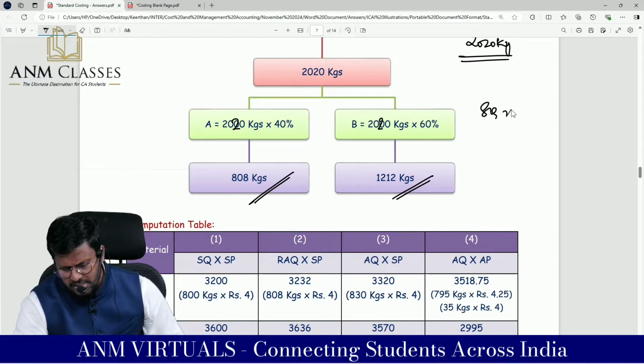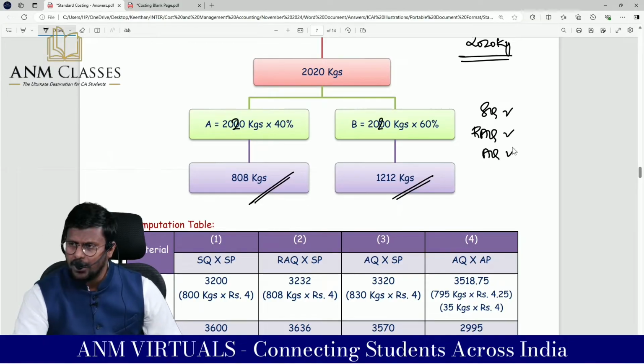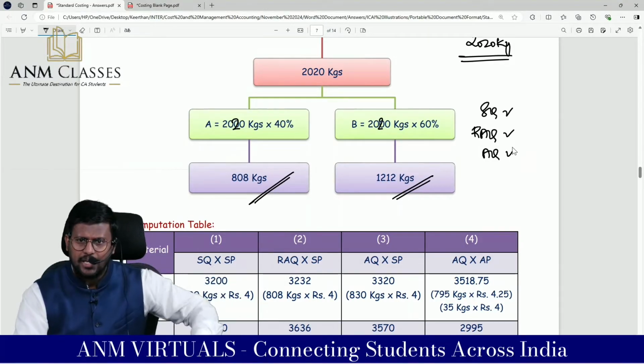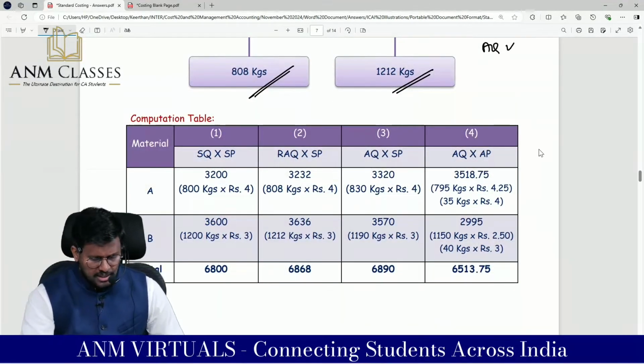Have we found the standard quantity? Have we found the revised actual quantity? Have we found the actual quantity? The standard price is already given, and the actual price we find by dividing the actual total price by kg. Comfortable? Now it's a column approach. Sir, column number 1, standard quantity into standard price, revised actual quantity into standard price, actual quantity into standard price.